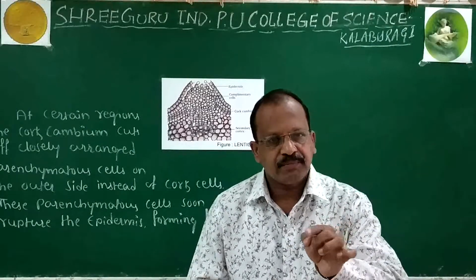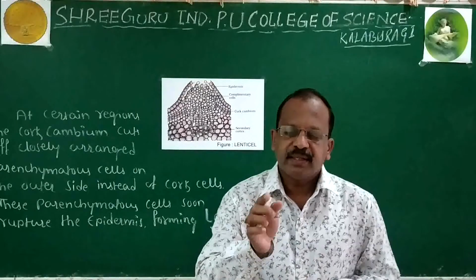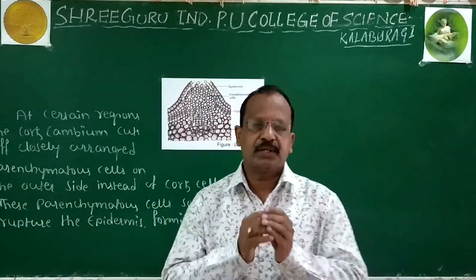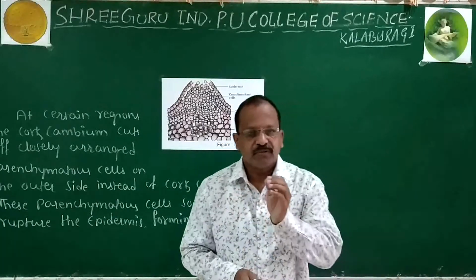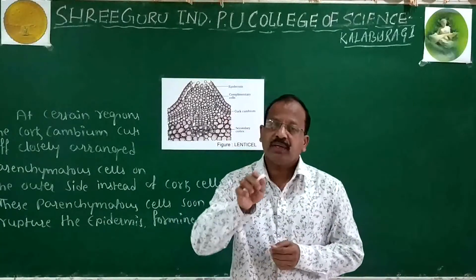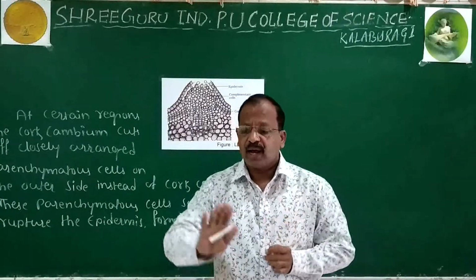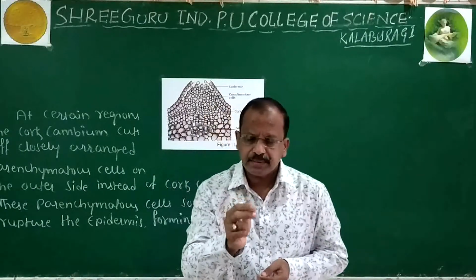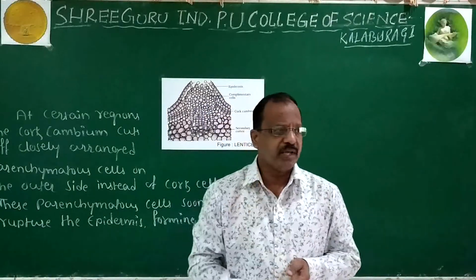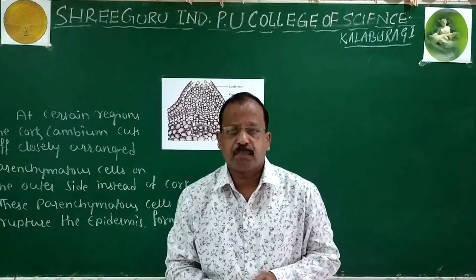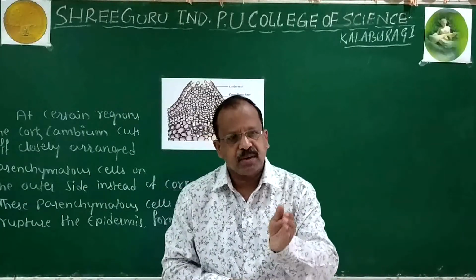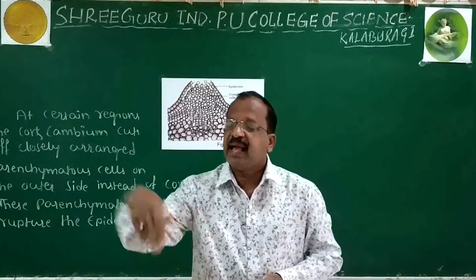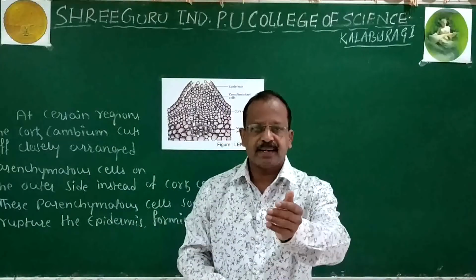Increase in the diameter of the plant body due to addition of secondary permanent tissues by the activity of vascular cambium and cork cambium in the stellar and extrastellar region is called secondary growth.